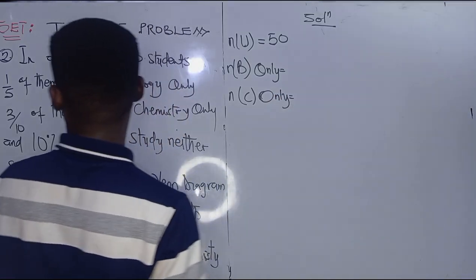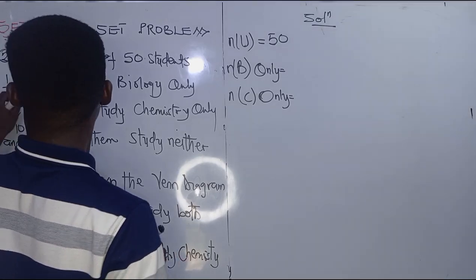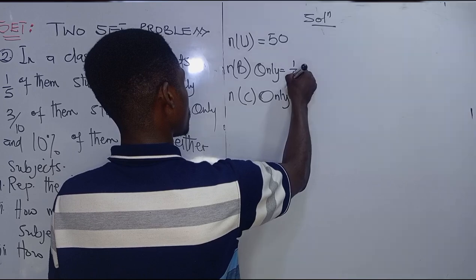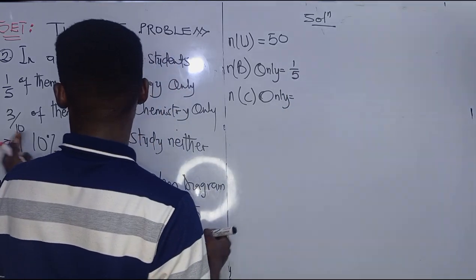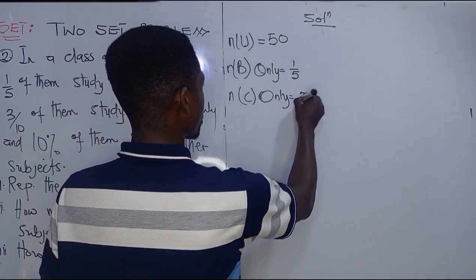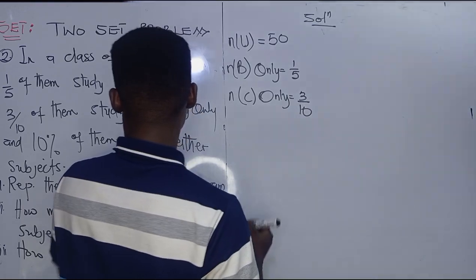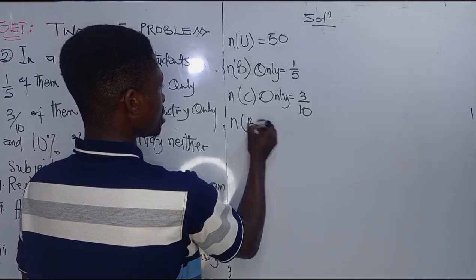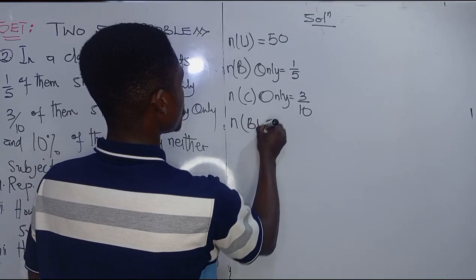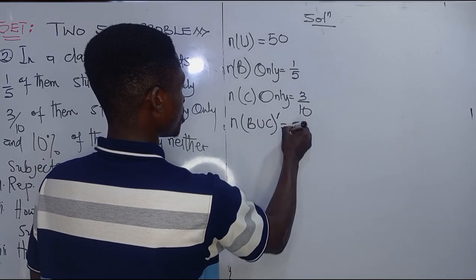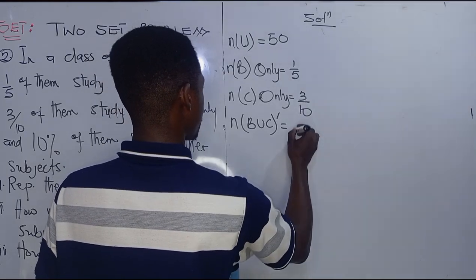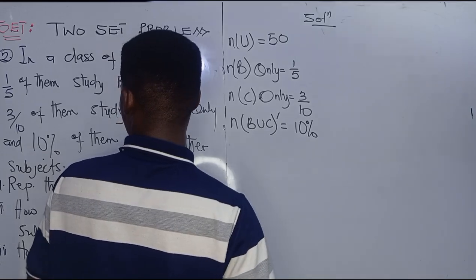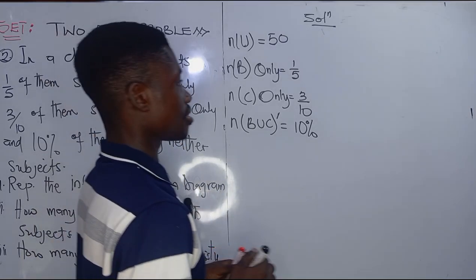So we have the number of students who offer biology only, we have 1 over 5. And the number of students who offer chemistry only, we have 3 over what? 10. And then the number of students who offer neither biology nor chemistry is what? 10%. So we have to represent the information on the Venn diagram.